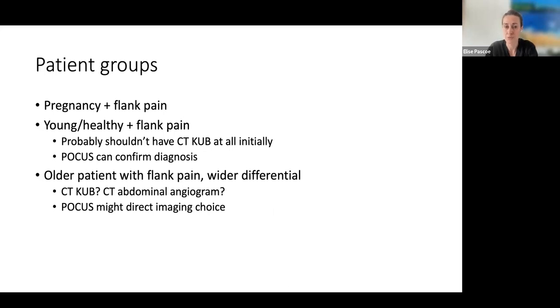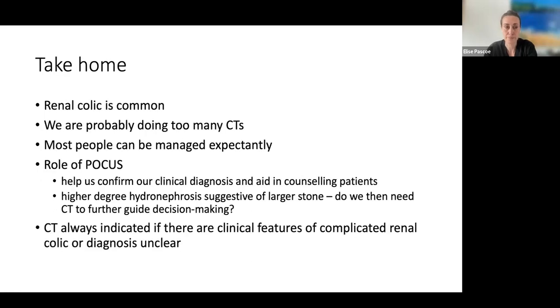We don't need to do the full abdomen, or if we see nothing, we might go ahead and do a different scan. So it might just help us direct our imaging choices.